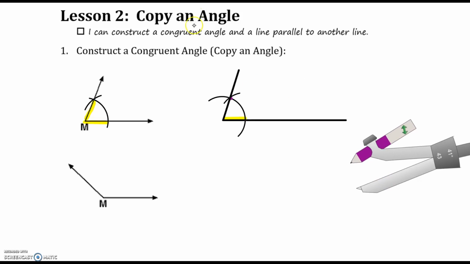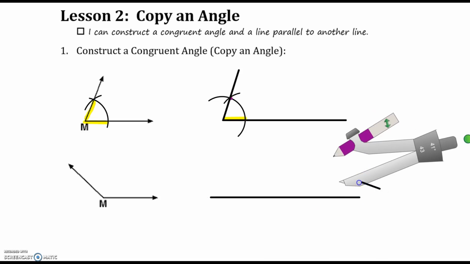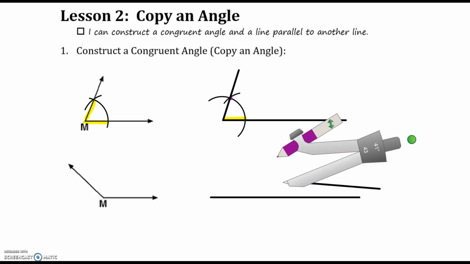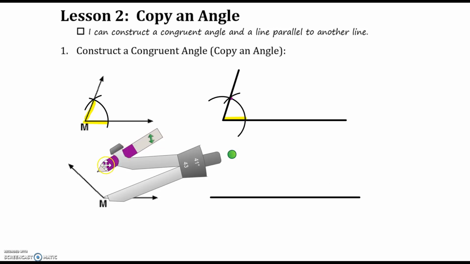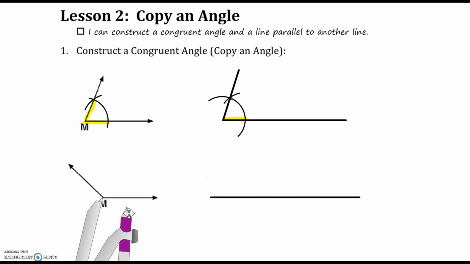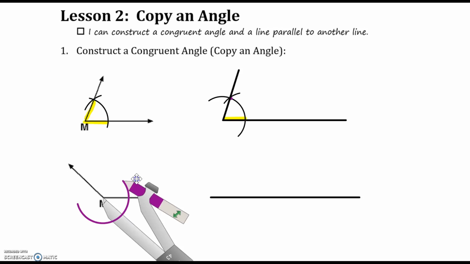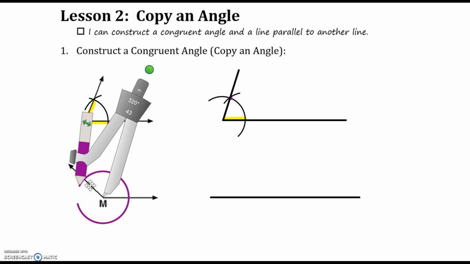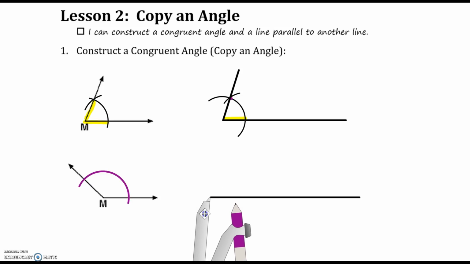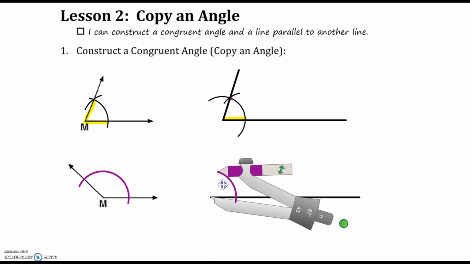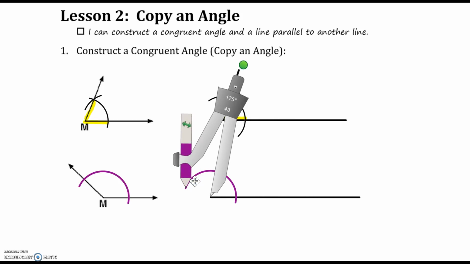And the same thing if it's obtuse. You give yourself a new place to start your angle, and then you're going to go to the corner of the angle that you're using to refer to. Swing an arc so that it crosses through in two places. Okay, and then you're going to keep the compass the same radius, go over to your new segment, and swing the same radius of an arc.